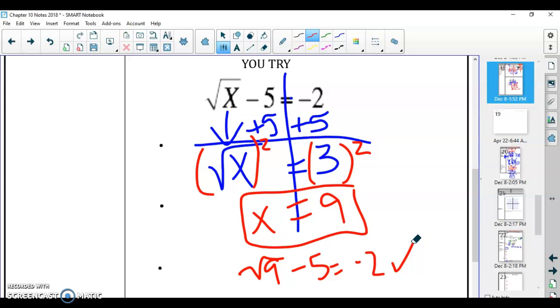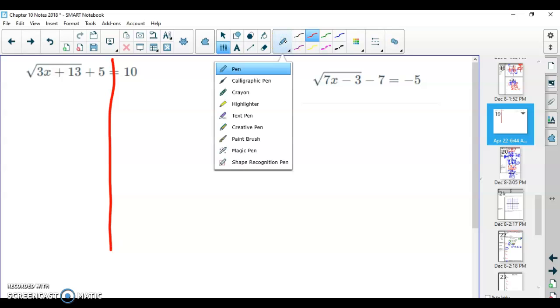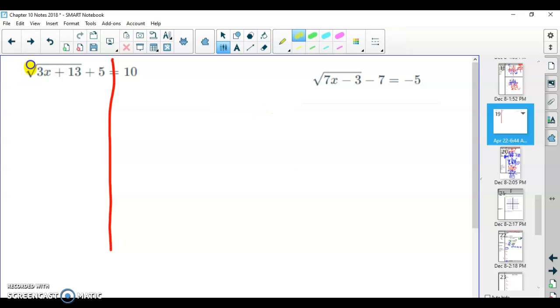But if you hop right to your assignment now, you're going to be like, what? They don't look like that. I know. So here's really what today's are going to look like. They're a little bit more complex than that because you can handle it. So I've got square root of 3x plus 13 plus 5 equals 10. So I'm going to draw my line down. And so what we said in the last one was you have to isolate the whole square root. Okay, so we're going to get that all by itself first.